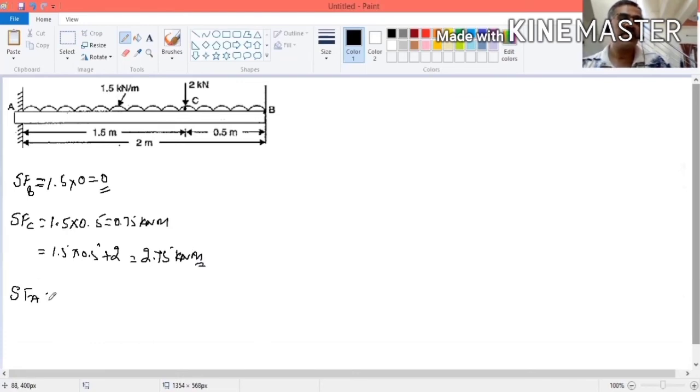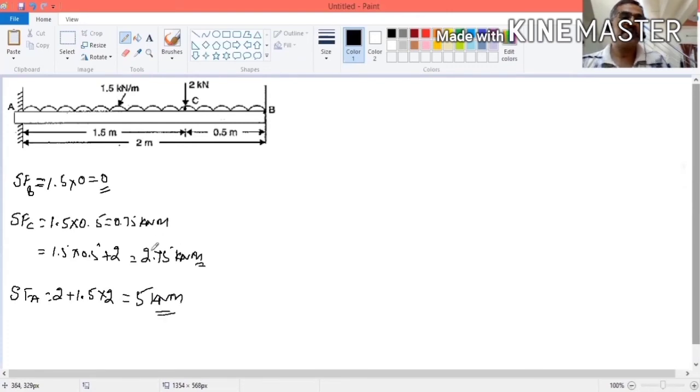Shear force at A. You consider all the forces on the right side of the beam. First let us consider this 2 kilonewton. That you can take directly, as it is given in kilonewton. But the uniformly distributed load is not given in kilonewton, it is per meter. So 1.5 multiplied by the distance. How much distance? It is 2 meter in total. Then what is the shear force? 1.5 into 2 is 3. 3 plus 2, 5. 5 kilonewton.